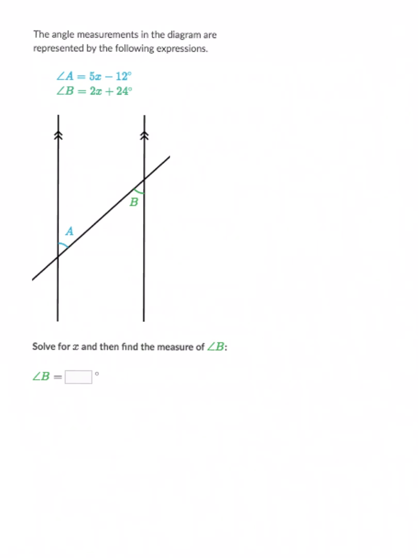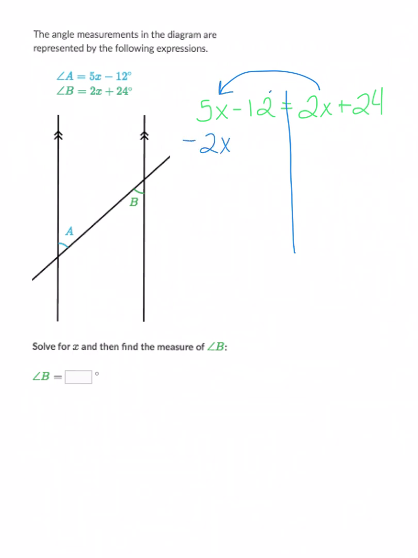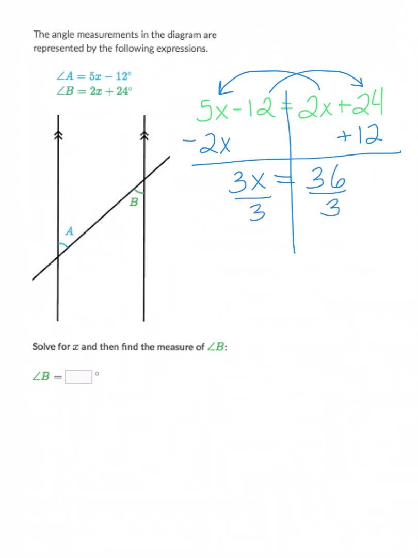So I'm going to set up an equation setting them equal to each other. So I have 5x minus 12 is equal to 2x plus 24. Remember, if it helps, put a line through the equal sign. Since we have variables on both sides, I'm going to move the 2x to the left, and I'm going to make it the opposite, so minus 2x. I'm going to move the 12 to the other side, and I'm going to make it a plus 12. Then I'm going to simplify. 5x minus 2x is 3x, equals 24 plus 12 is 36. Divide by 3, divide by 3, x equals 12.